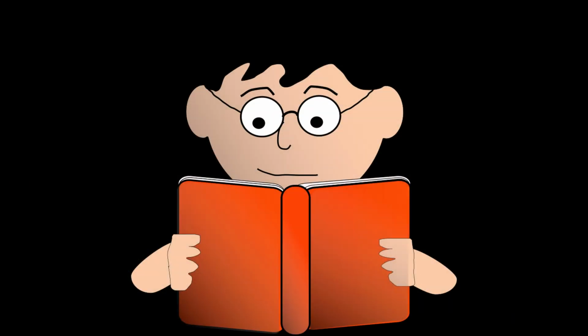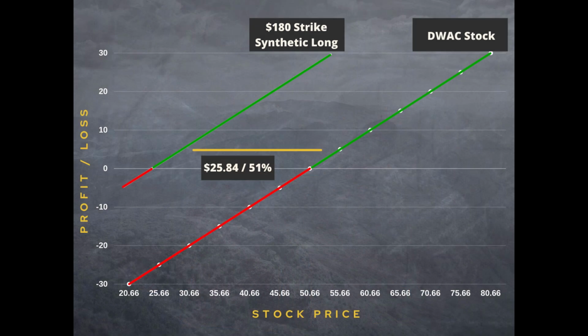So that's pretty much it for the trade. Now I'll go over some additional information that would be helpful to know before you do the trade yourself. The 51% outperformance on the trade doesn't happen immediately. As time goes on, the options will lose value due to time decay.